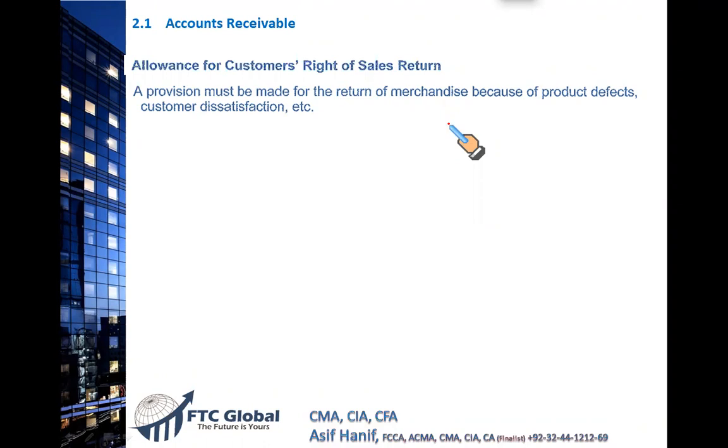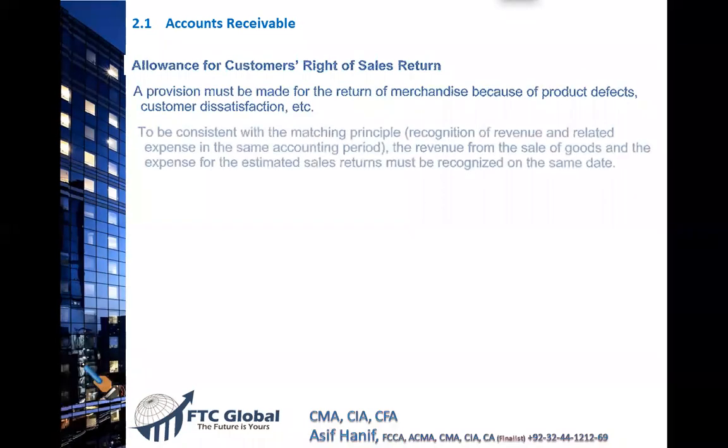Okay, now what do we do with sales? Something similar. We do something similar with sales return also. We don't wait for the customers to come and give the goods back to us. Just like allowance for uncollectible accounts is made on estimates, we do the same thing with returns. Instead of waiting for the returns, we make an estimate.